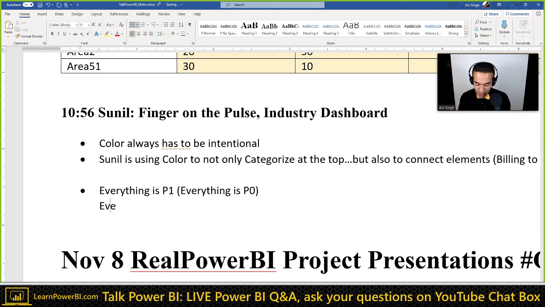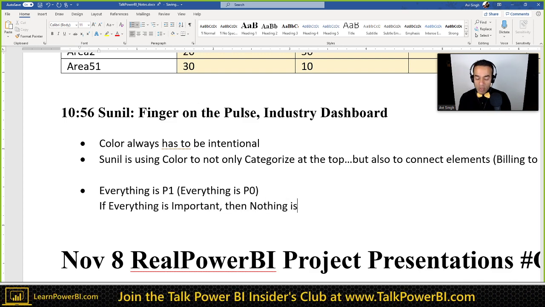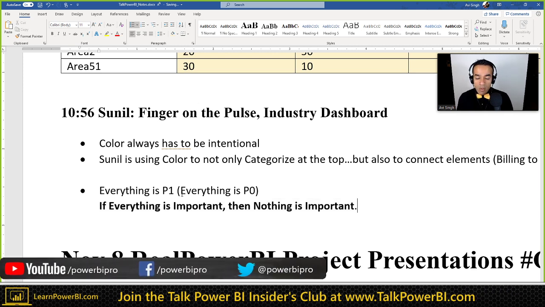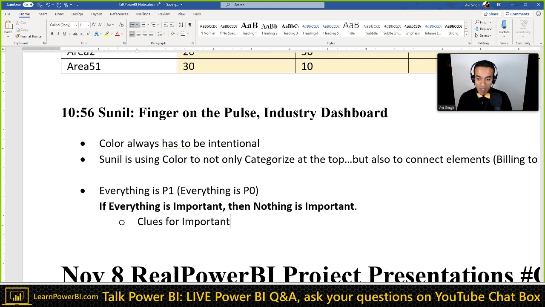But the thing is, if everything is important, then nothing is important. And we don't want to build dashboards like that. We don't want to build dashboards where nothing is important. Do you? I don't want to build those. So no, all things are not equal. There are some things that are more important. Now, what are the clues for importance?